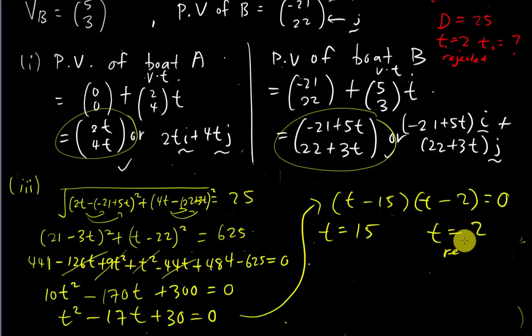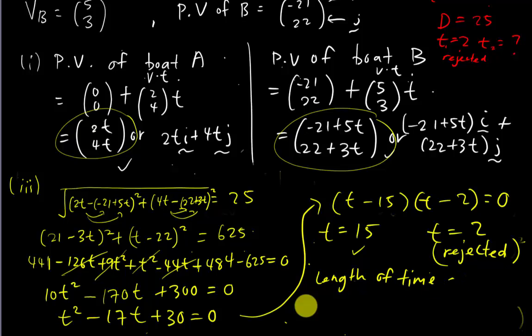Just now I said I will reject the 2 here because it's given just now. When t equals 2, you will get 25 km. Another one, t is 15. This is what we want. But then the question asks, what is the length of the time? So in order to find the length of the time, what I will do over here is use 15 minus 2. Because from 2 hours to 15 hours, the particles should be less than 25 km. So it will be 13 hours.